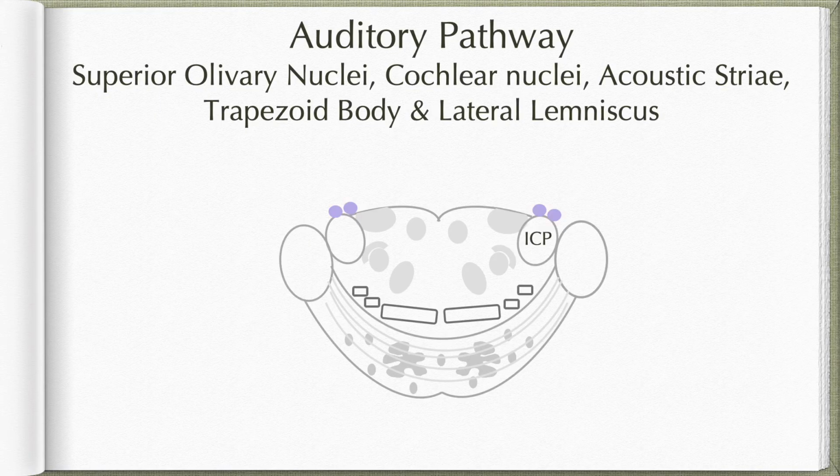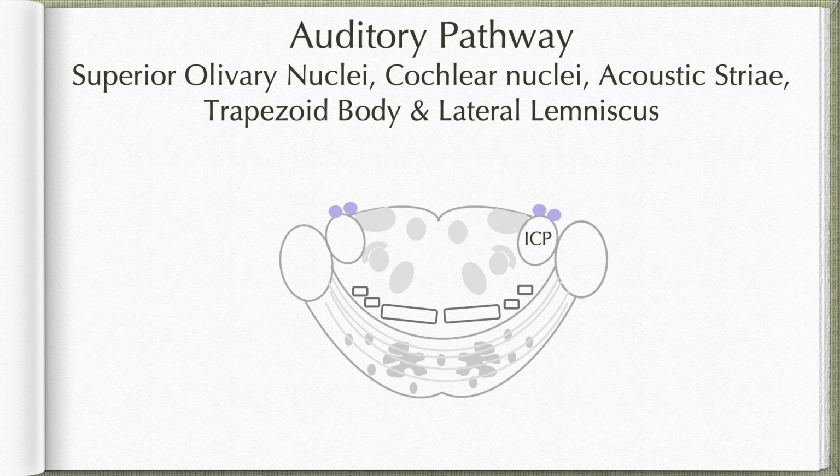Before we begin with the auditory pathway, let us quickly refresh our memory about superior olivary nuclei, cochlear nuclei, acoustic striae, trapezoid body, and the lateral lemniscus. You will recall that you had seen all these structures in the section of the pons taken at the lower level. You will now know that all these structures form a part of the auditory pathway.